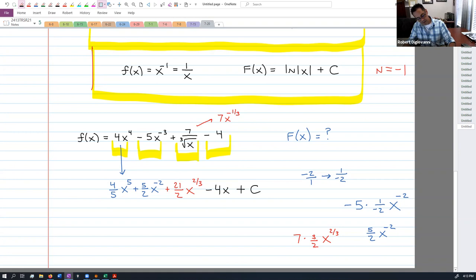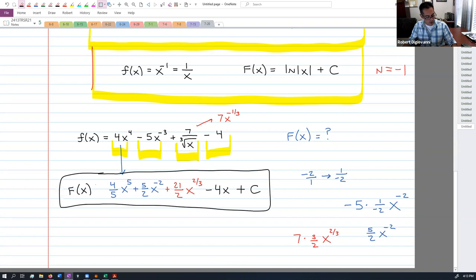Does anybody have any questions over any part of that? The answer written in this format is fine. Okay, you don't need to do anything else. You don't need to drop that down as an x squared. You can, but you don't have to. All right, we keep going.